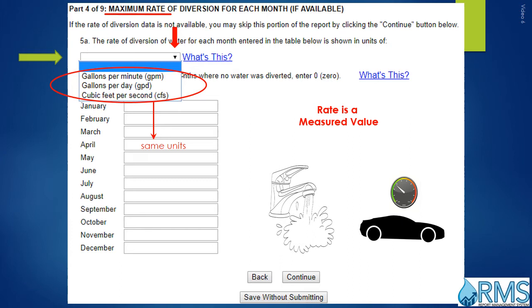The rate data on this current page is completely different than the amount of water on the next page. Do not use the data from the current page in the next section. Select Continue to move to the next page.